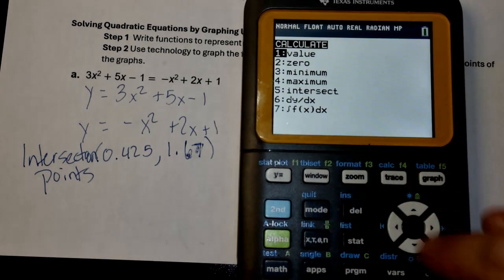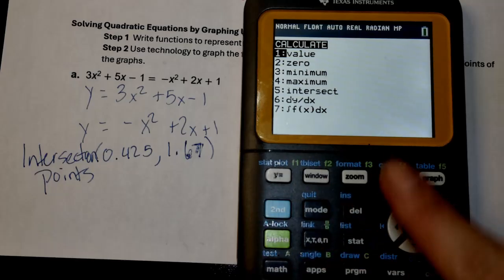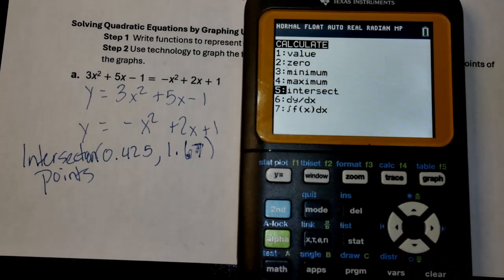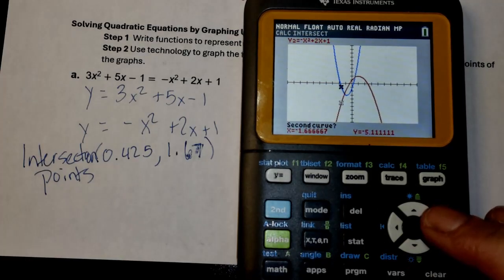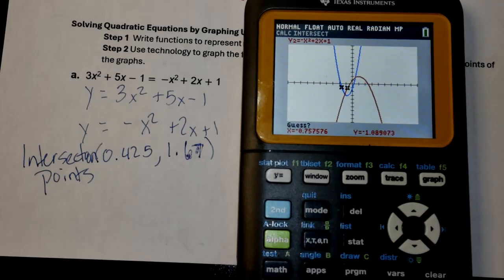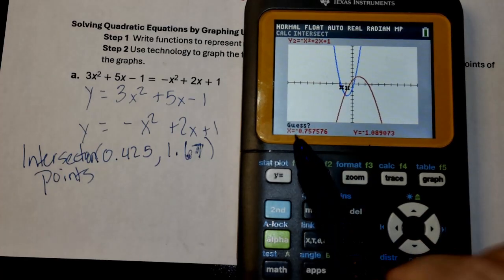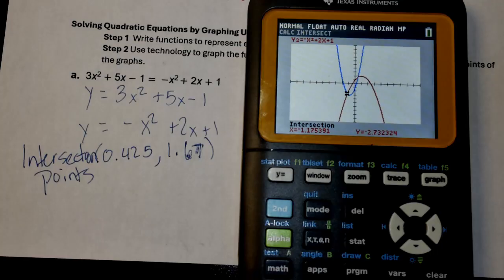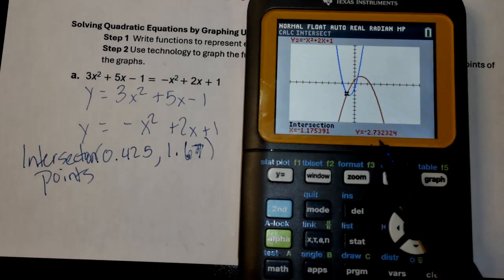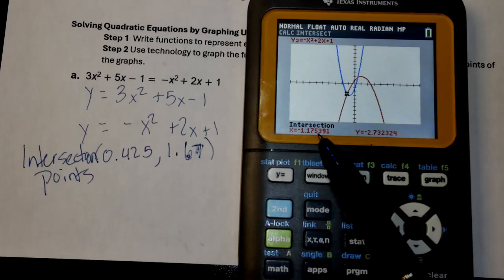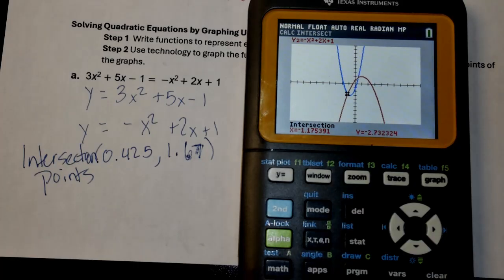So now we want to do the same thing, but we want to get the other one. Hopefully it will work for me this time. So we're going to hit the blue button, then calculate. We're going to go down to 5, and we need this side. So enter. I'm going to leave it right there, enter, and it says guess, and you hit enter, and now it has told me that this intersection right here is this point. So again, we're going to round 3 decimal places.